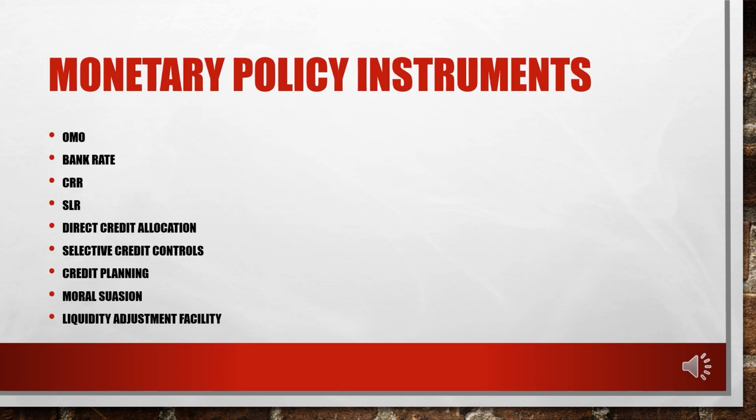Now let us see what are those instruments which we use as monetary policy instruments. There are many instruments that RBI has used over the years. The first instrument, which is very popular in the market, is open market operations. Open market operations in the actual sense is nothing but buying and selling of government securities to adjust the liquidity conditions in the market.